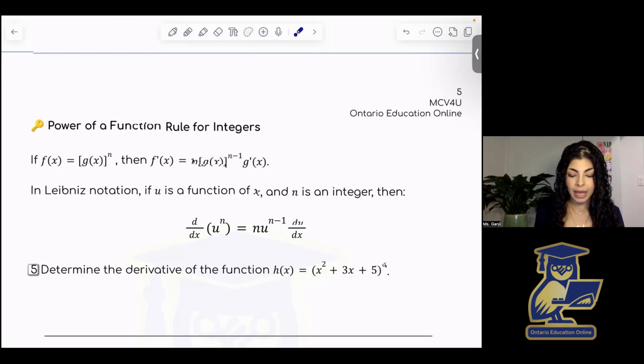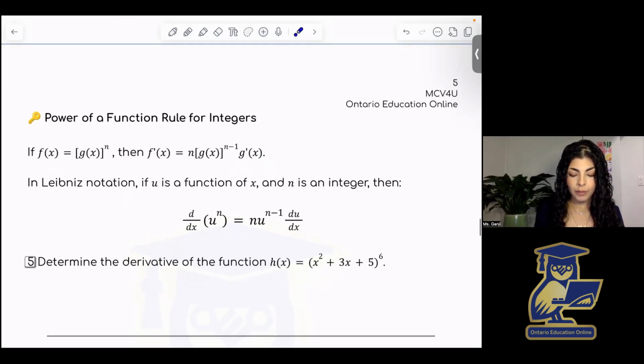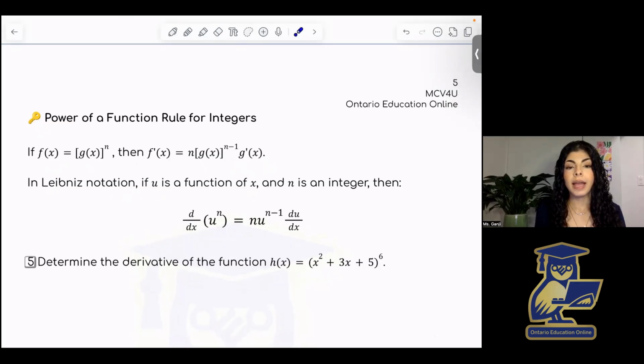And in Leibniz notation, if we have a function u that is a function of x, and n is an integer, then if we have u to the power of n, the derivative of this can be found as n times u to the power of n minus 1, times the derivative of u with respect to x, which is the same as g prime of x. So let's try that now.